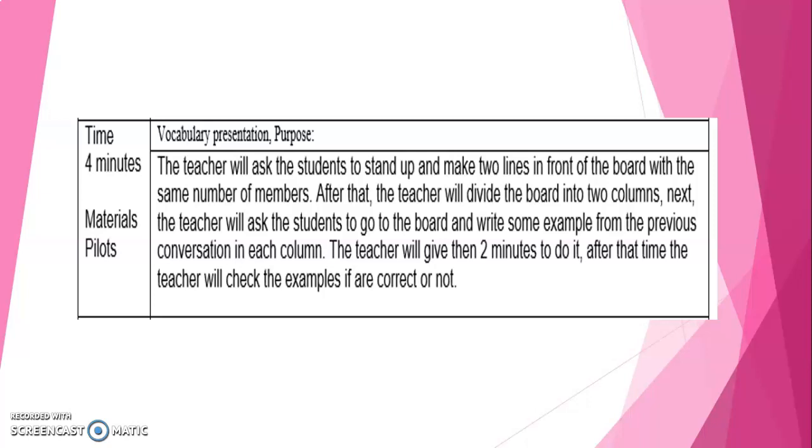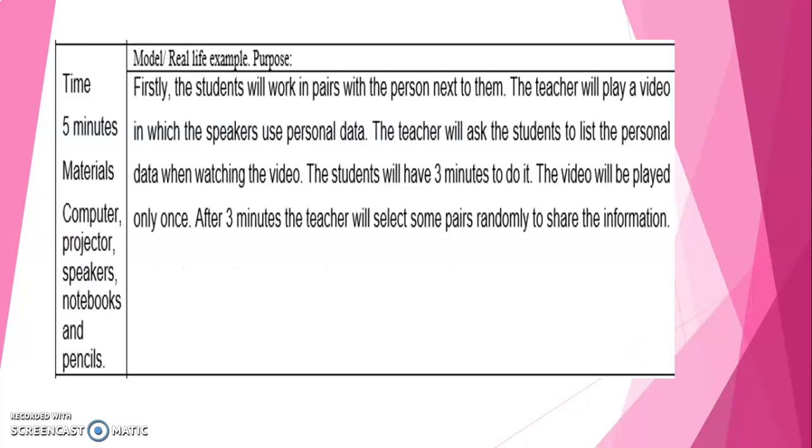After that, the teacher will divide the board into 2 columns. Next, the teacher will ask the students to go to the board and write some examples from the previous conversation in each column. The teacher will give them 2 minutes to do it. After that time, the teacher will check whether the examples are correct or not. Time: 4 minutes. Materials: markers.